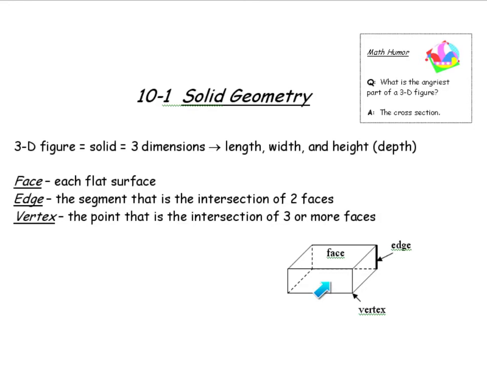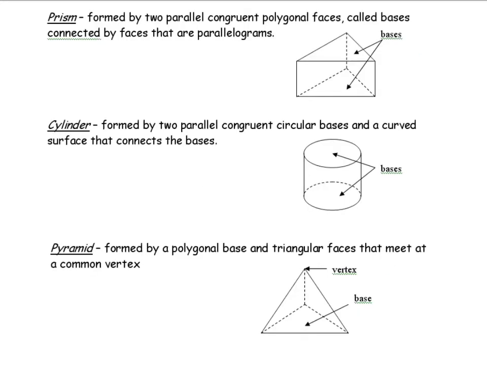We have the edges. This is the segment that intersects 2 of those faces, so I'd like to think of those as the folds here. And then you have your vertex. The vertex is a point that intersects 3 or more faces. Sometimes I refer to these as just the corners. I'm going to show you these more concrete examples when we get in class tomorrow.